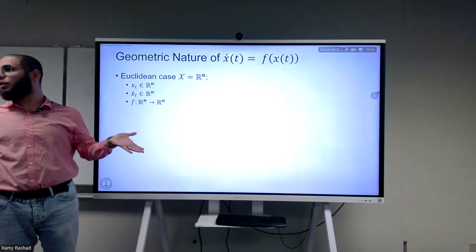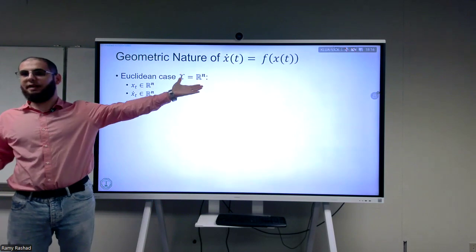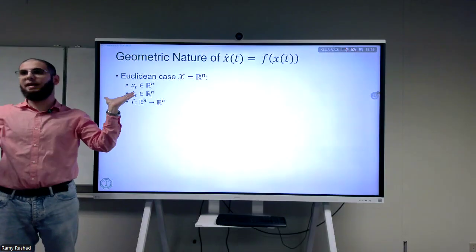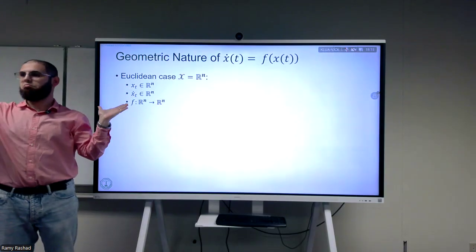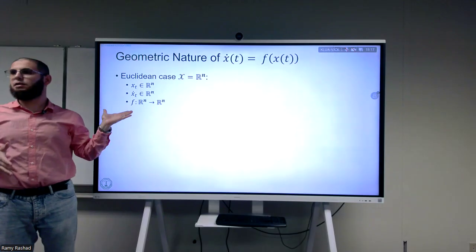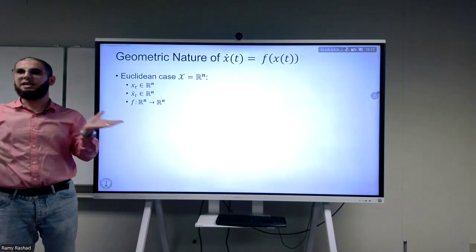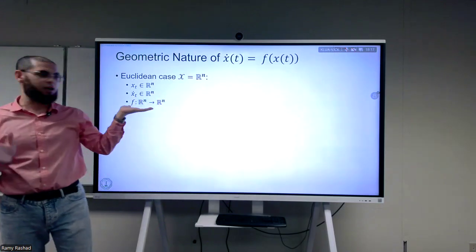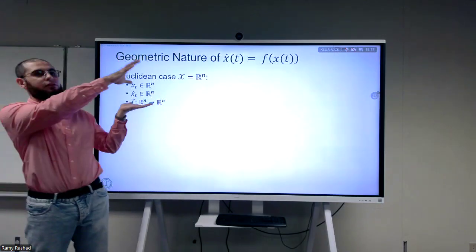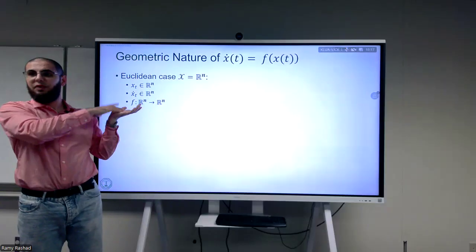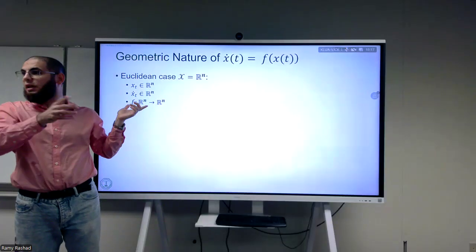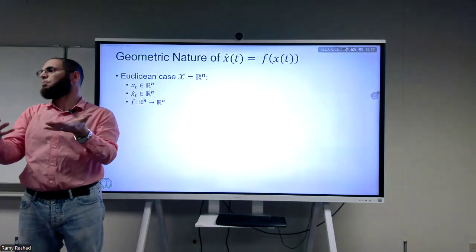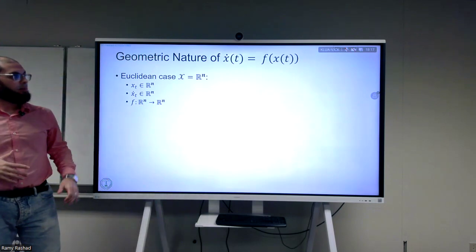So the case that you're familiar with is that X is in R^n, it's a vector space, just Euclidean space. In that case, X is just a vector, and X dot is another vector, and F is a function that eats R^n and gives you R^n. It could be nonlinear. We're not saying it's linear. If F is a linear map, then we can represent F of X as some matrix A multiplied by X, and we call this a linear map, right? But this is not the general case.